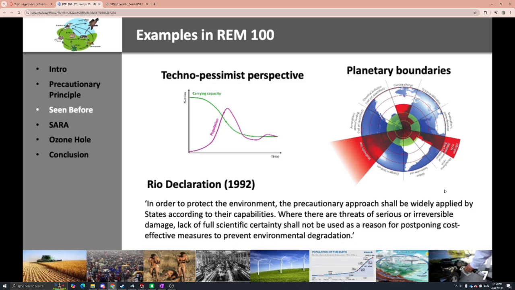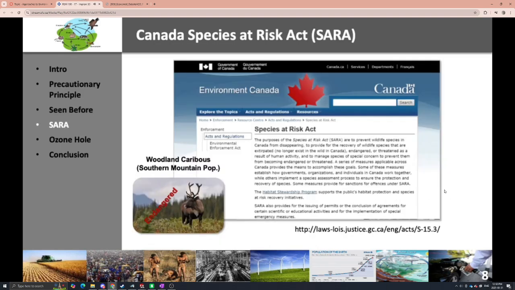Now let's look at a few examples where the precautionary approach to management is being used. One example is the Canadian Species at Risk Act, known as SARA. The goal of the Species at Risk Act is to prevent wildlife species in Canada from becoming extinct and to promote the recovery of wildlife species that no longer exist in the wild in Canada, other species that are endangered, or species that are threatened as a result of human activity.